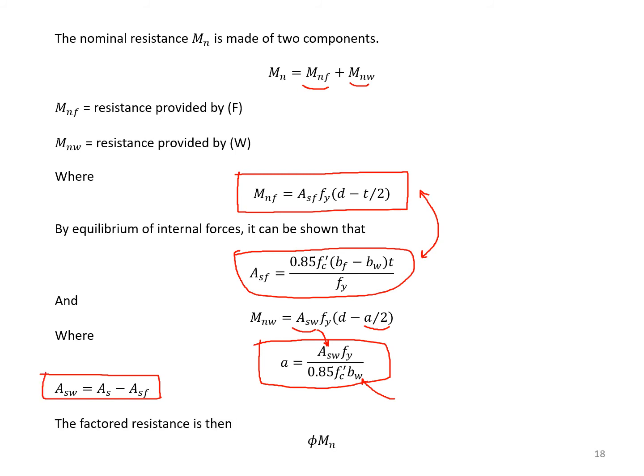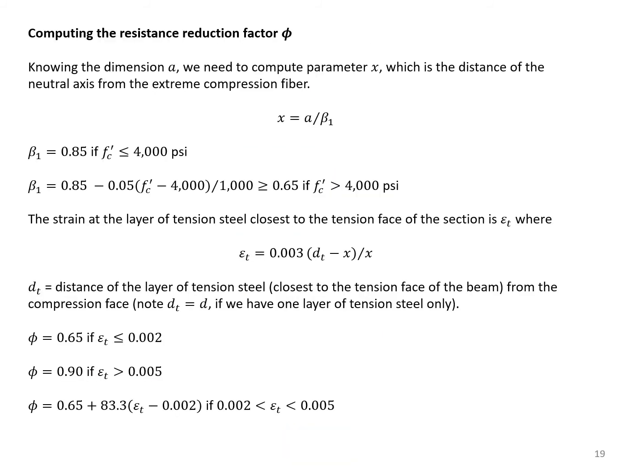Now finally, we need to find phi and multiply Mn by phi to have what we call the factored resistance. Now here let's have an overview of how to compute the resistance reduction factor phi. Knowing the dimension a, we need to compute the parameter x, which is the distance of the neutral axis from the extreme compression fiber. x is equal to a divided by a parameter beta 1.